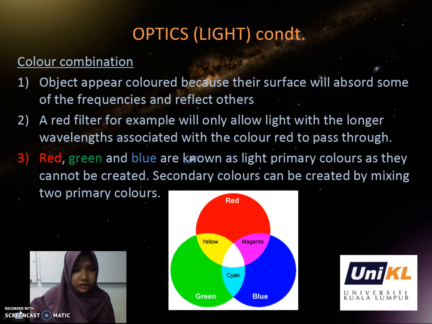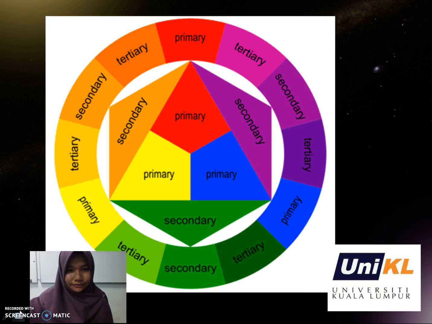For color combination, an object appears colored because its surface will absorb some of the frequencies and reflect others. A red object, for example, will only allow light with the longer wavelength associated with the color red to pass through. Red, green, and blue are known as the light primary colors as they cannot be created. Secondary colors can be created by mixing two primary colors. So these are the colors.